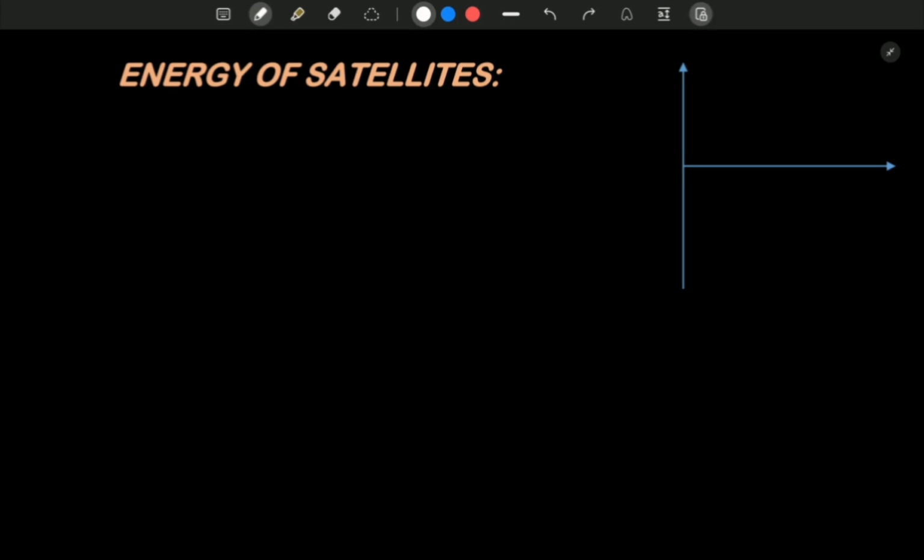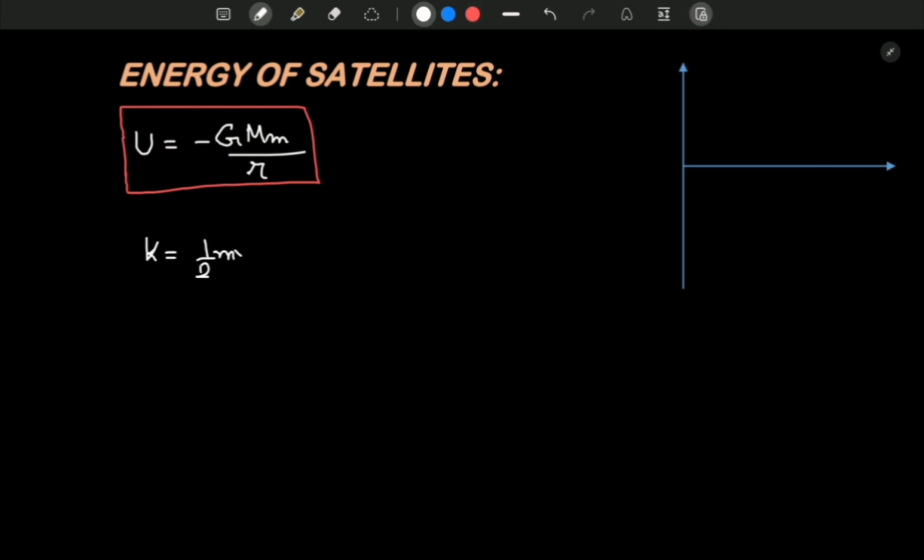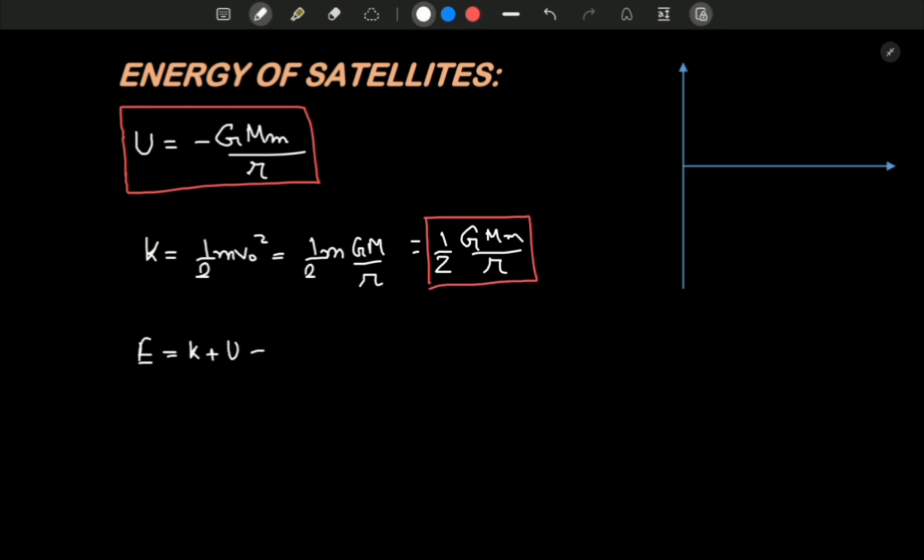Next, we will discuss about the energy of satellites. The potential energy of the system is U equals to minus GMm by R. The kinetic energy of the satellite is K equals to half m v0 square. This is equals to half m GM by R. So K equals to half GMm by R. The total energy will be summation of the kinetic and the potential energy. So total energy E equals to K plus U equals to minus GMm by 2R.